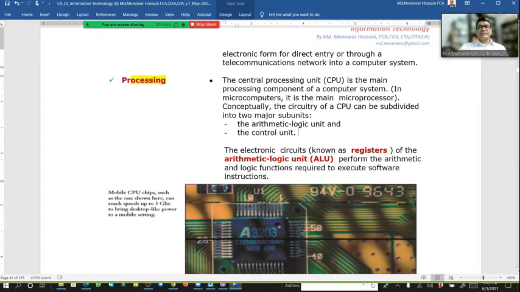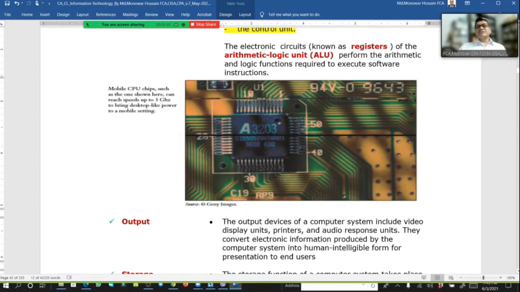So here it is saying this one is here. The electronic circuits known as the registers of the arithmetic logic unit (ALU) perform arithmetic and logical functions required to execute software instructions. So this is the structure of the CPU.